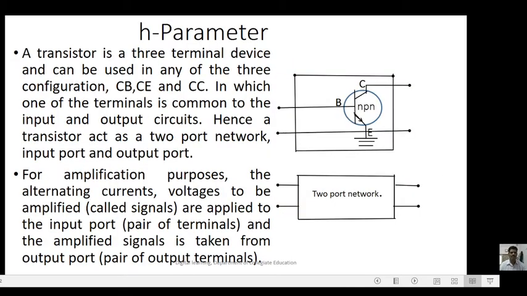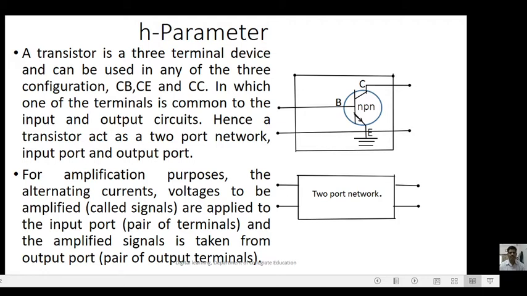H parameter. A transistor is a three-terminal device. We know the transistor very well. It can be used in any of the three configurations: CB, collector base mode, CE, collector emitter mode, and CC, collector collector mode, in which one of the terminals is common to the input and output circuits. We have already seen this in the circuit diagrams. Hence, a transistor acts as a two-port network, input port and output port.